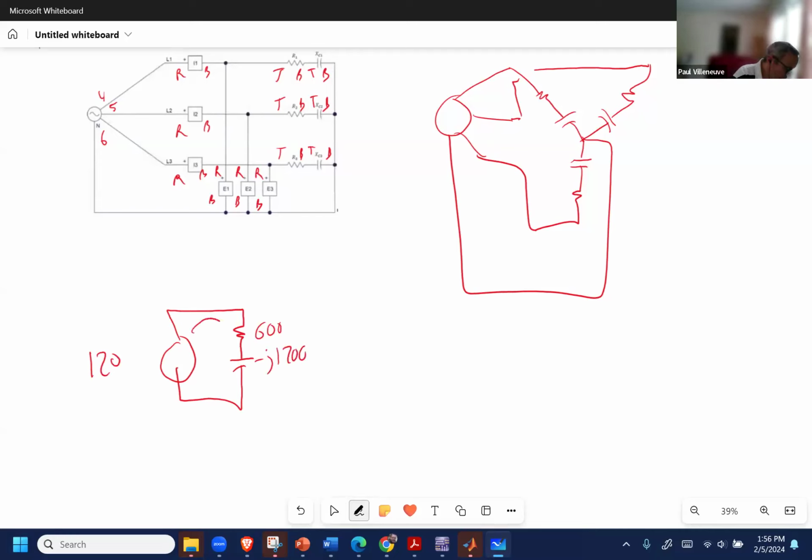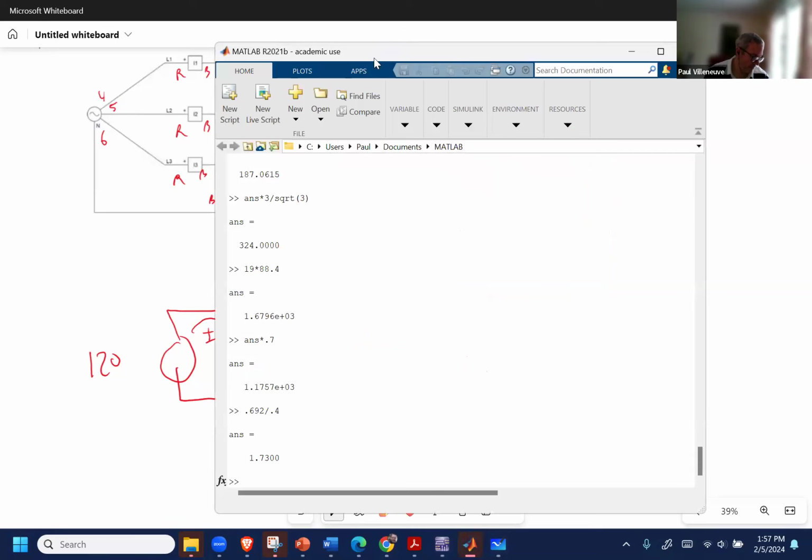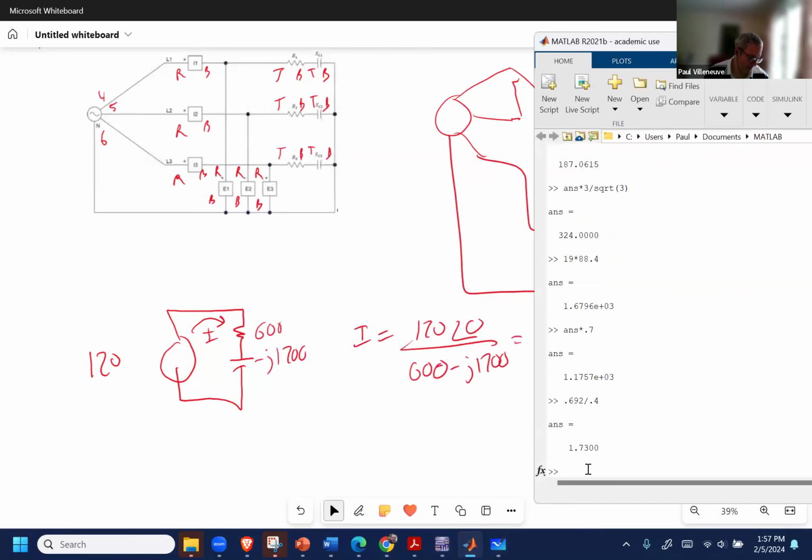So if I can calculate the current through here, I, which is equal to 120 at an angle of 0. We picked an angle of 0 because that's our reference. We divide that by 600 minus j1200. I'm going to show you how to do that in MATLAB because I really think MATLAB is a really powerful tool. My current I is equal to 120 at an angle of 0, which is just 120, and then I'm going to divide that by 600 minus j times 1200.